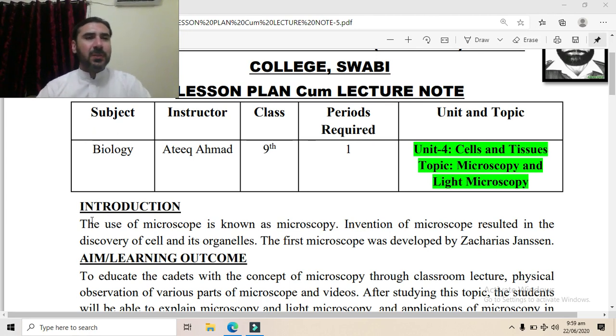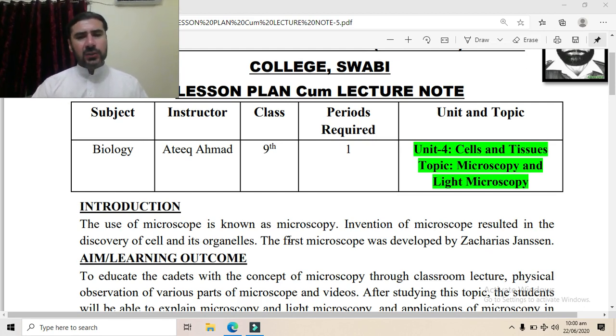What is microscopy? Basically, microscopy is the use of microscope. The use of microscope is called microscopy. Now, microscopy basically opened new avenues for scientific research. Due to the invention of microscope, the research increased at a very rapid pace in the field of biology, physics, chemistry, etc.